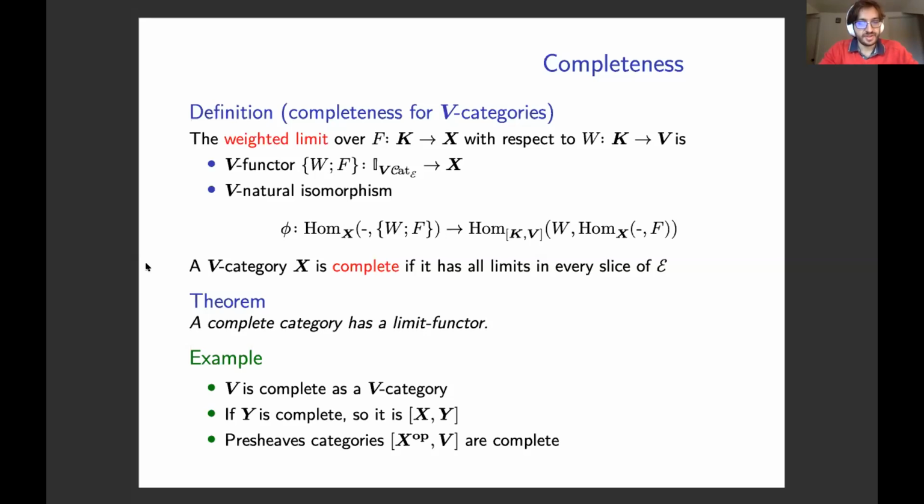So we also notice that if a category is complete, then the category of functors targeting it is also a complete category, which in particular means that the categories of presheaves are complete, which of course is something that we really need.